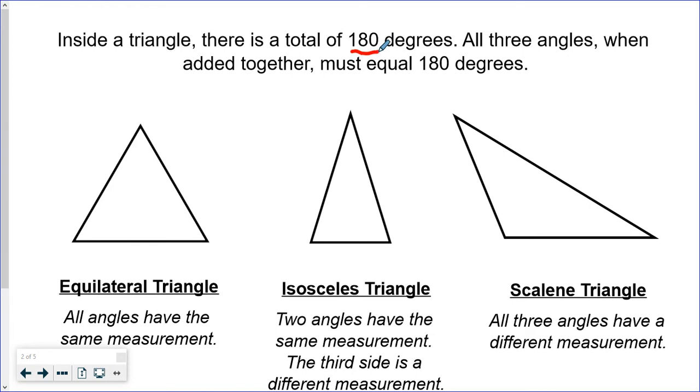Fifth graders, I really encourage you to put that in your memory banks as best you can: inside of a triangle, there has to be 180 degrees. As I mentioned up here, all three angles, when you add them together, need to equal 180 degrees.